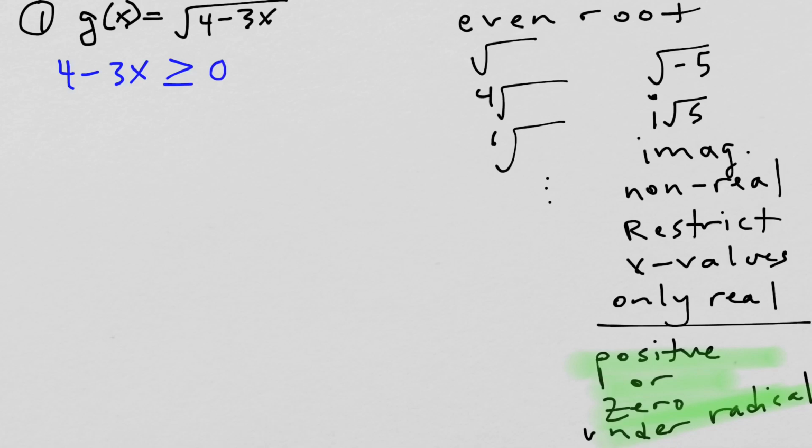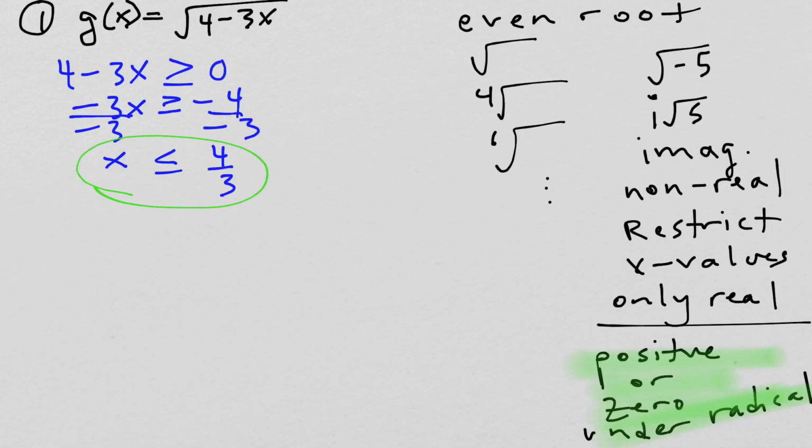So we're going to solve this inequality. Negative 3x is greater than or equal to negative 4. Divide by negative 3. x is less than or equal to 4/3. So this is our domain restriction here. x has got to be less than or equal to 4/3 in order to maintain this condition.